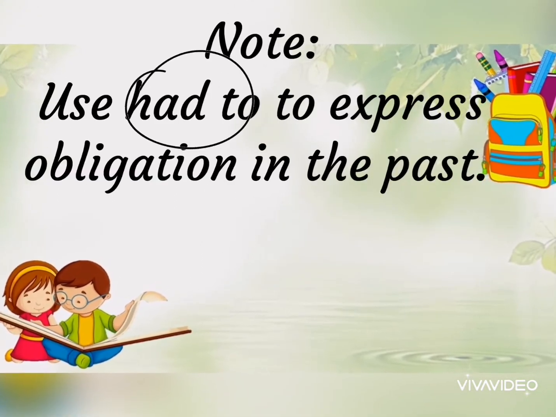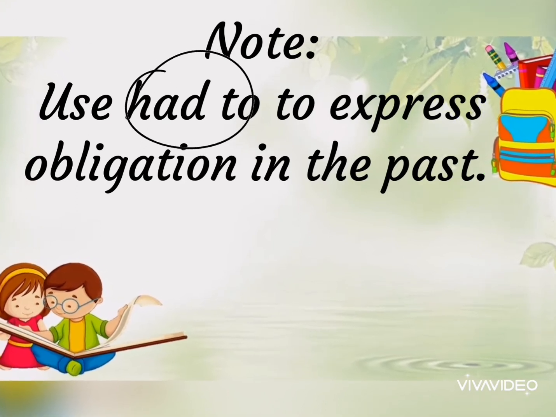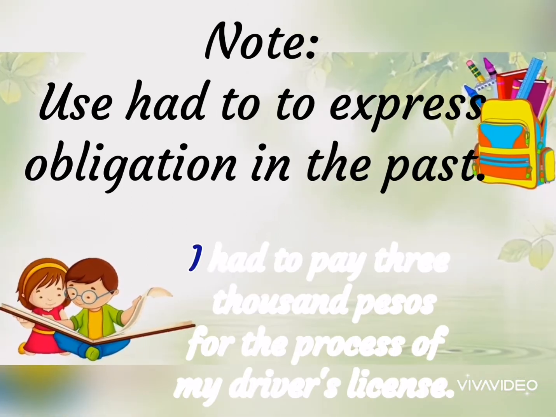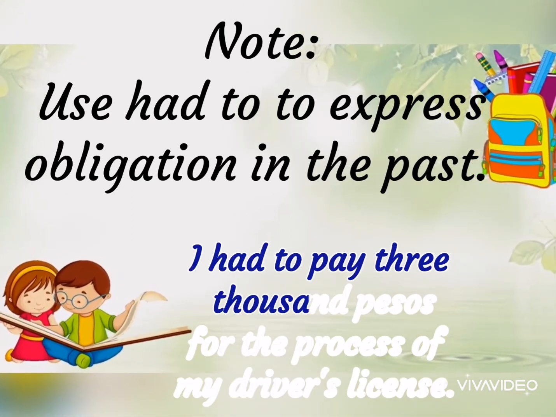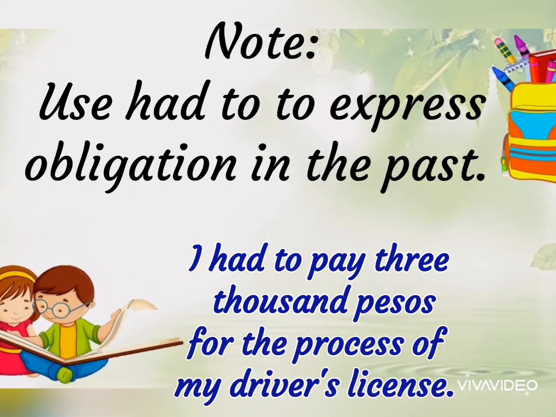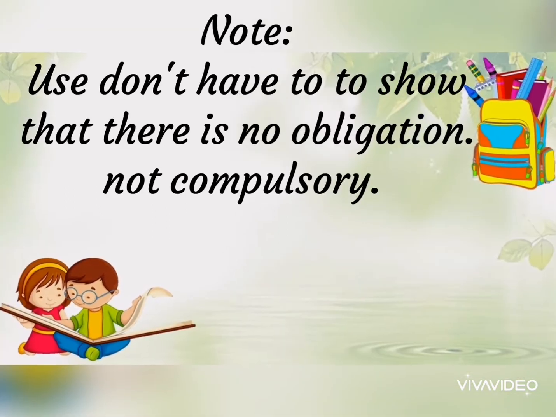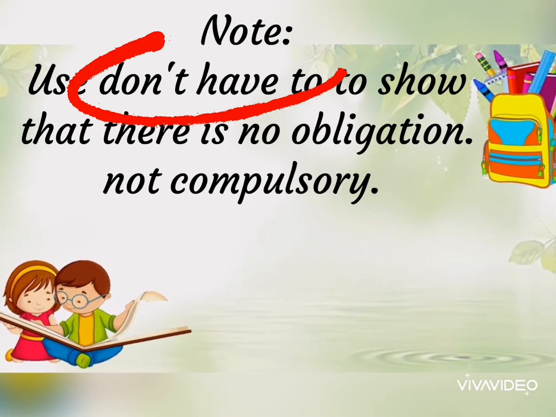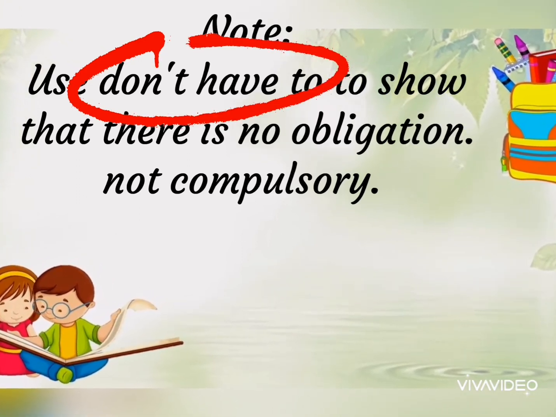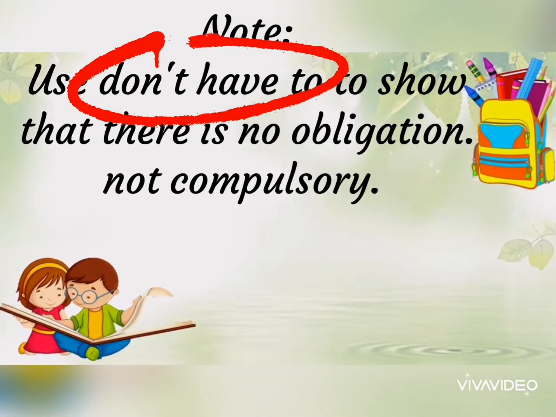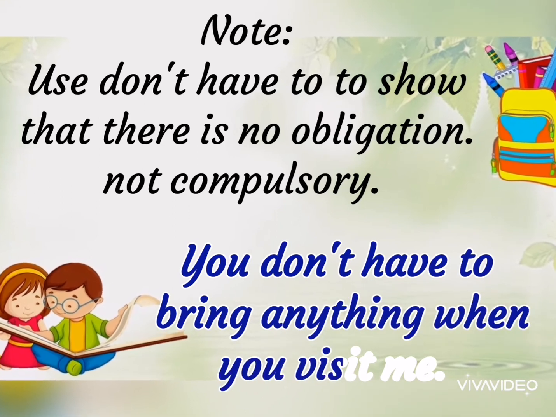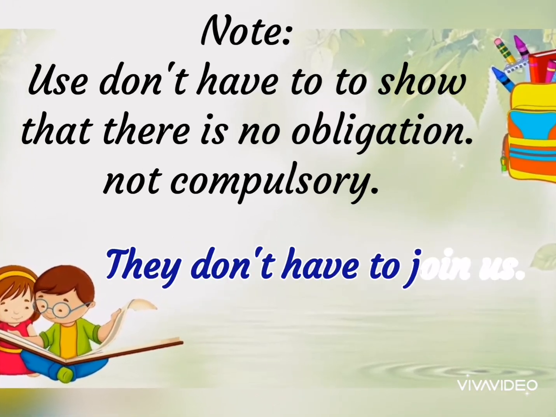Take note, we use had to express obligation in the past. Example sentence: I had to pay 3,000 pesos for the process of my driver's license. Another note, we use don't have to show that there is no obligation, or shall we say it's not compulsory. For example, you don't have to bring anything when you visit me, or they don't have to join us.